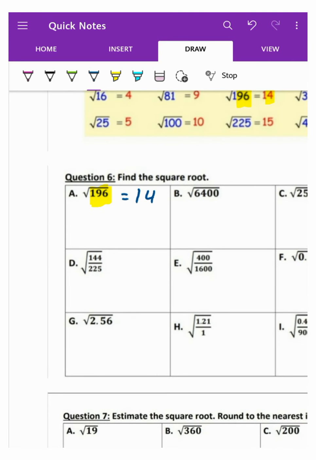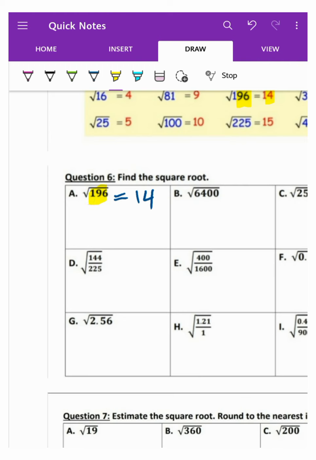14. Let us remember why it is 14, because 14 multiplied by 14 gives 196. My dear students, a perfect square number comes from multiplying a number by itself, and this time the number is 14. Now this is direct. There are some tricks you have to learn.